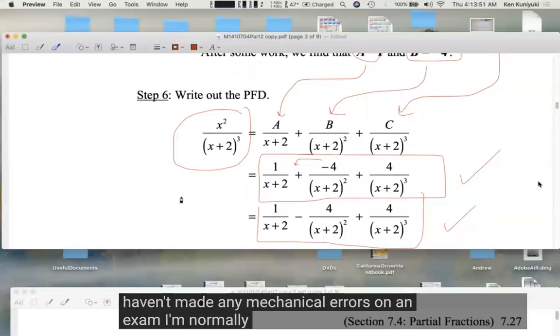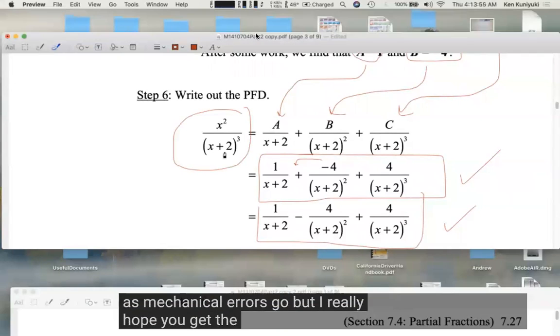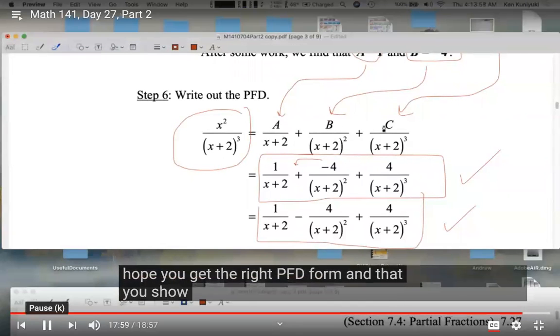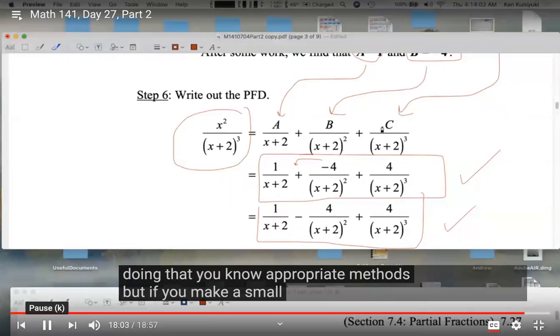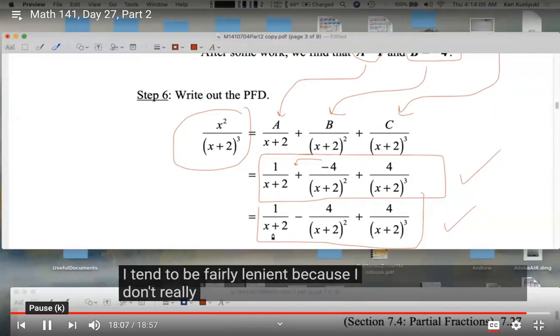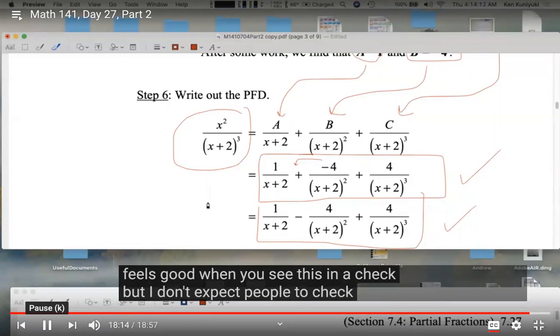On an exam, I'm normally pretty lenient as far as mechanical errors go, but I really hope you get the right PFD form and that you show me that you know what you're doing, that you know appropriate methods. But if you make a small arithmetic error, I tend to be fairly lenient because I don't really expect people to check. It feels good when you see this in a check, but I don't expect people to check.